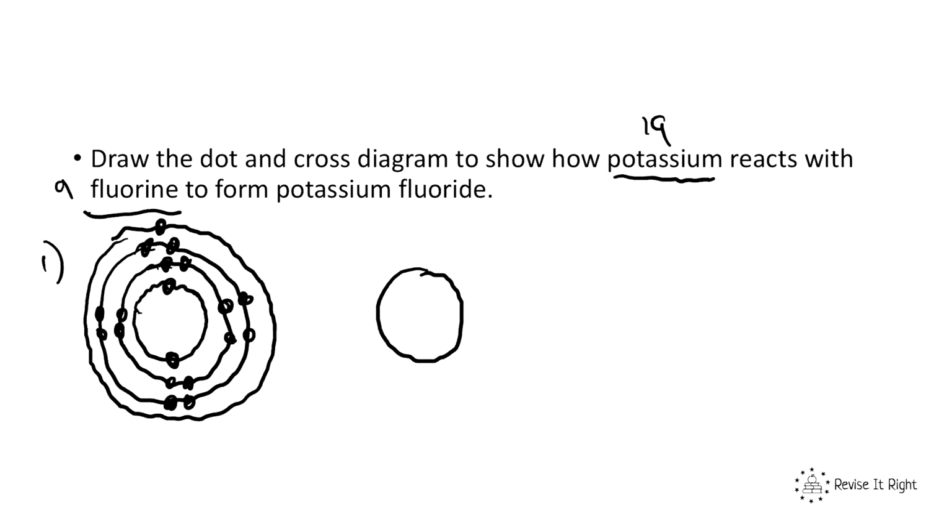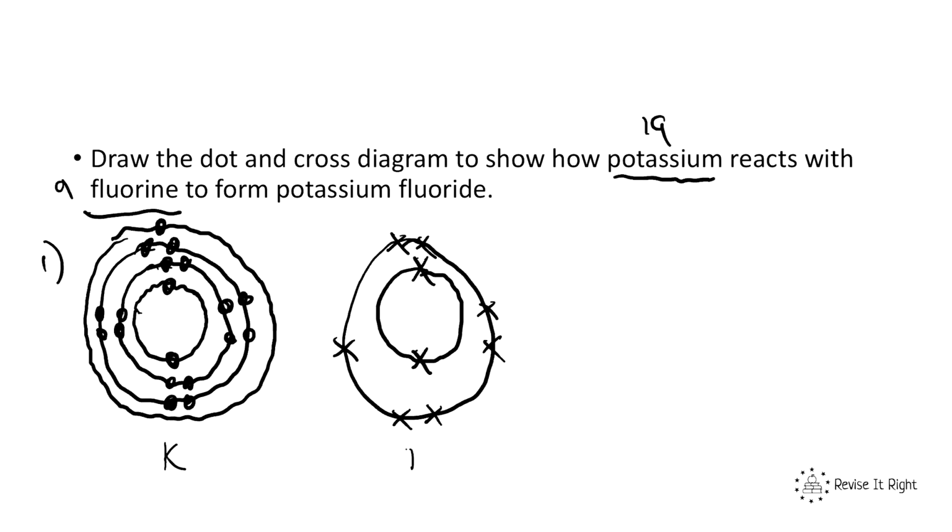So, fluorine, 9 electrons, it's going to have 2 in the outer shell. See, notice there I've done cross. And then it's going to have 7 left, so the next one is going to have 7. Okay, so we've got our 2 electronic configurations for potassium and for fluorine.